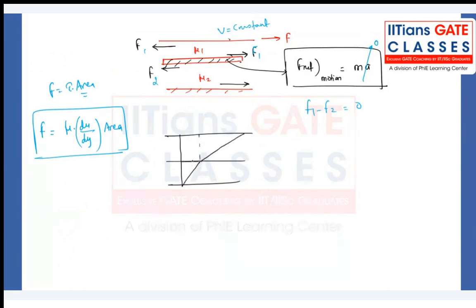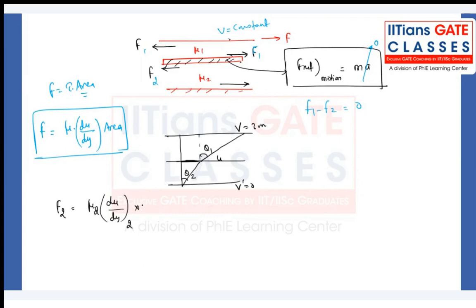Let's suppose this is the interfacial velocity u, this is V, 3 meter per second, and this is 0, right? So what can we write? Force 2 we can write: mu into du by dy of the second fluid into area.